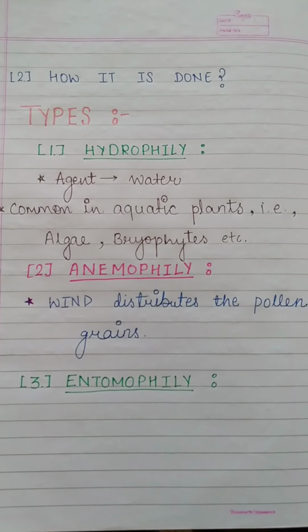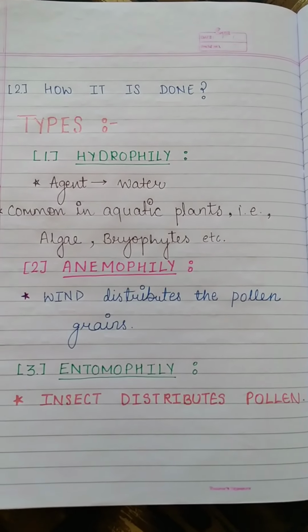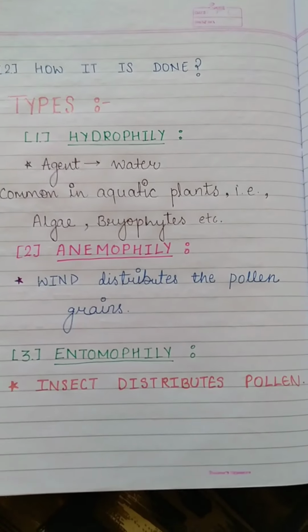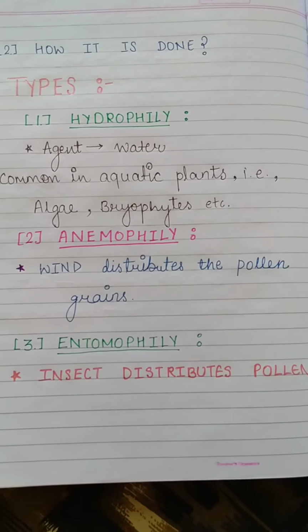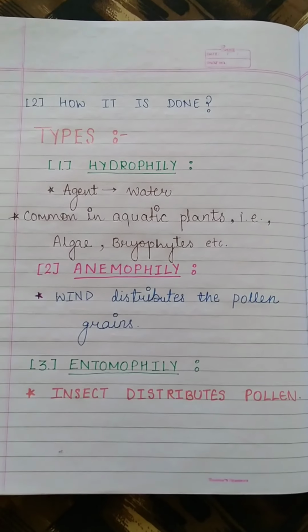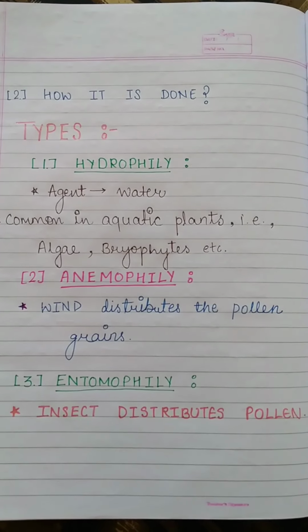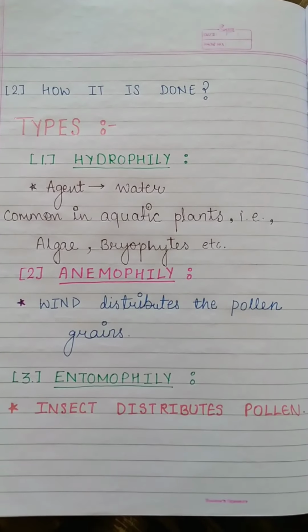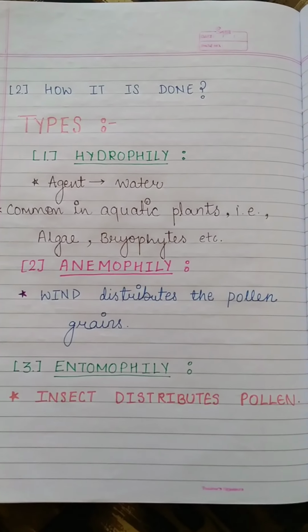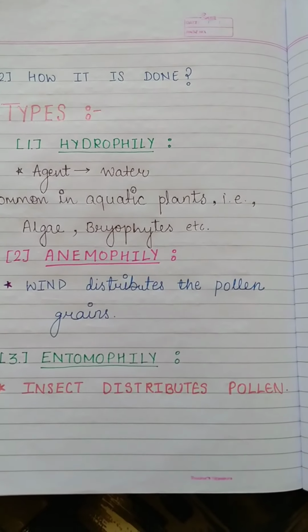Third type is entomophily. In this type of pollination, insects distribute the pollen grains. Here, the flowers are large, colorful, fragrant and rich in nectar because of the insect. Pollen grain surface is sticky. The flower offers floral rewards like nectar and pollen grain for pollination to the insect. In some species, the flower rewards provide a safe place to lay eggs. Example, Amorphophallus.